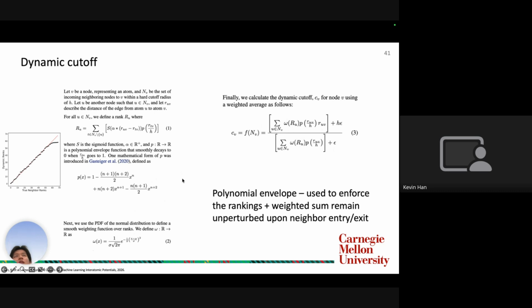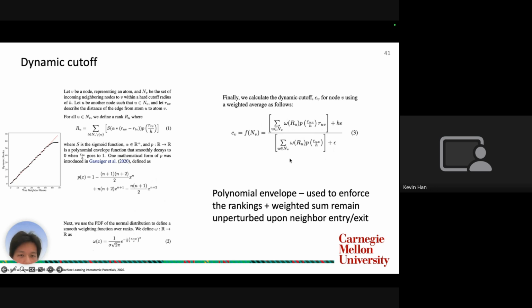So the intuition behind what we're trying to do here is to say, we've calculated a rank for each of our neighbors, and we want to somehow pick the dynamic cutoff. In order to do so, we are giving the rank 20th atom the most importance for picking the dynamic cutoff, which ideally has 20 neighbors. That's the intuition behind this weighted average.